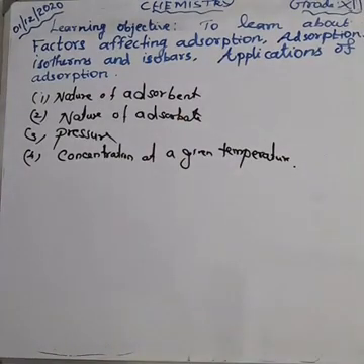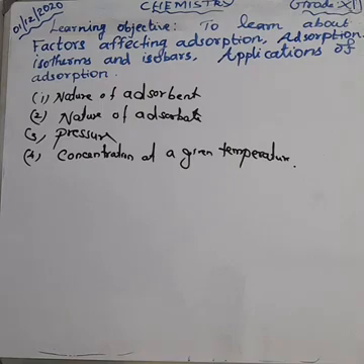Whenever the question asks what the factors affecting adsorption are, you should write the 4 points. What are the 4 points? One is the nature of the adsorbent. Second point, nature of the adsorbate. Third point, pressure. And fourth point, the concentration at a given temperature.